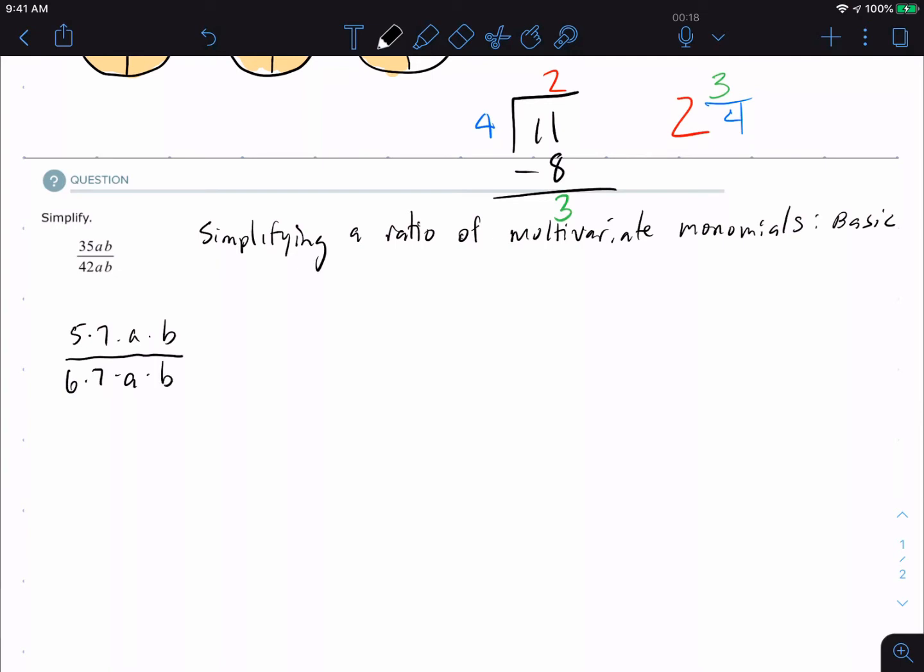And now this shows me all of the numbers that they have in common, right? So the 7 is on top and bottom, the A is on top and bottom, and the B is on top and bottom. And so this thing cleans up to be 5/6. Okay? This is like the simplest type of problem that you're going to see. There will be more complicated ones, and I'll do one of those for you so you guys can see, but basically these problems, things should cancel out quite easily.